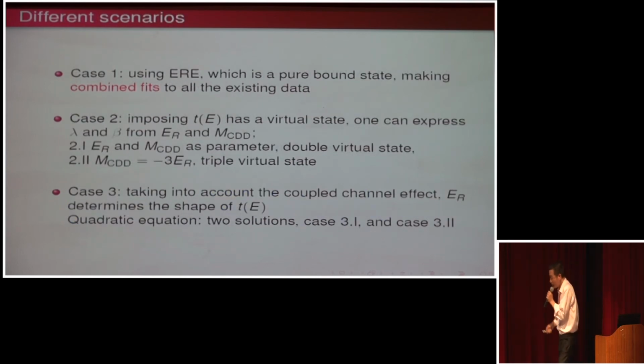Then we make these choices. For the first case, we just use the ERE, but making a combined fit. We want to do that for two purposes. The first is that we want to confirm our code works. The other one is that the combined fit can constrain the parameters more stringently than fitting one by one. In the second case, we impose a virtual state or a bound state. In any case, we want to provide some relations to constrain the parameters. In the third case, there is a simultaneous virtual and bound state.